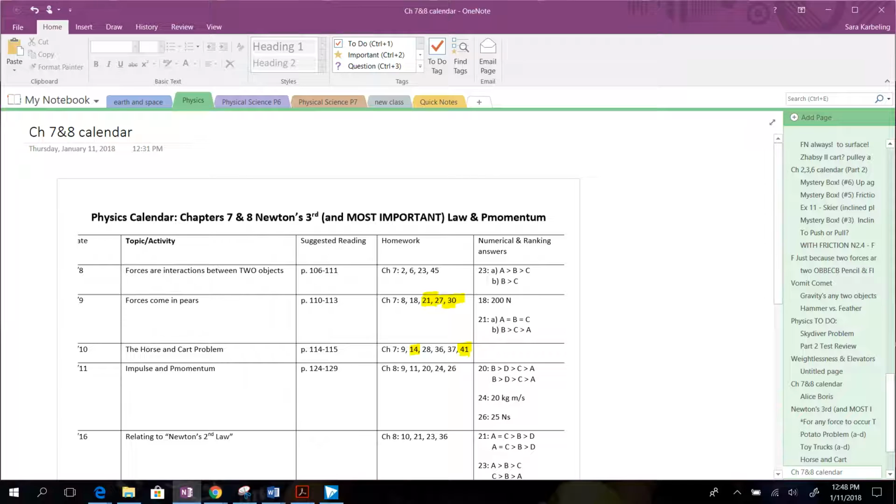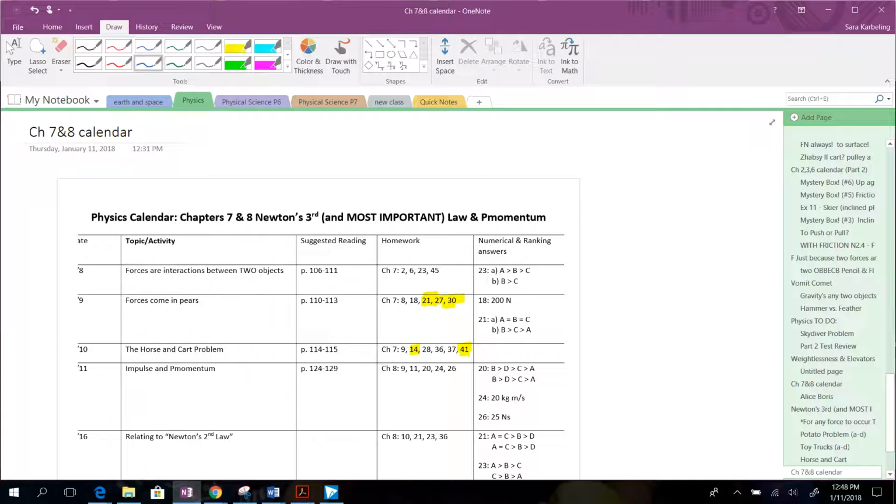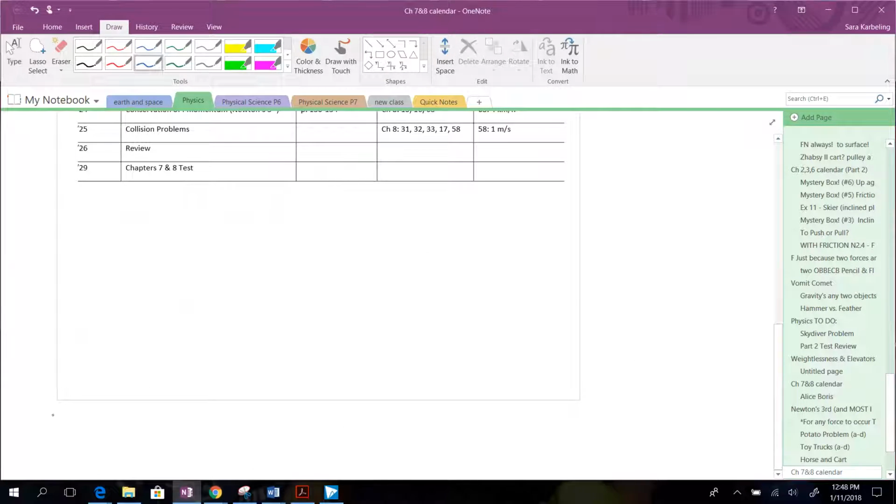These are all chapter 7, correct? Just want to make sure I'm not confusing myself here. All right. So we'll start with 21. We'll just kind of go through chronologically in the order that you did them. So number 21.